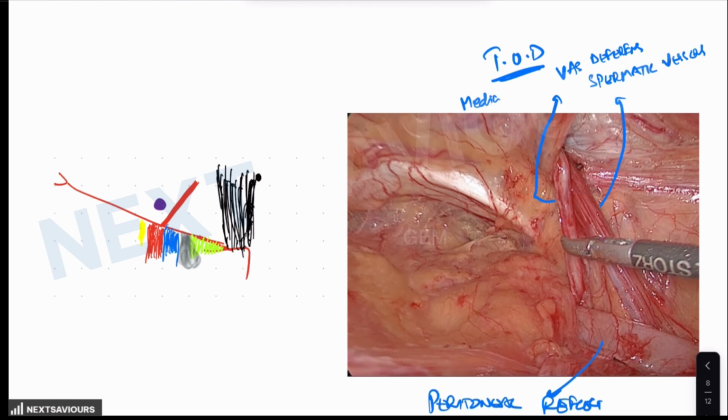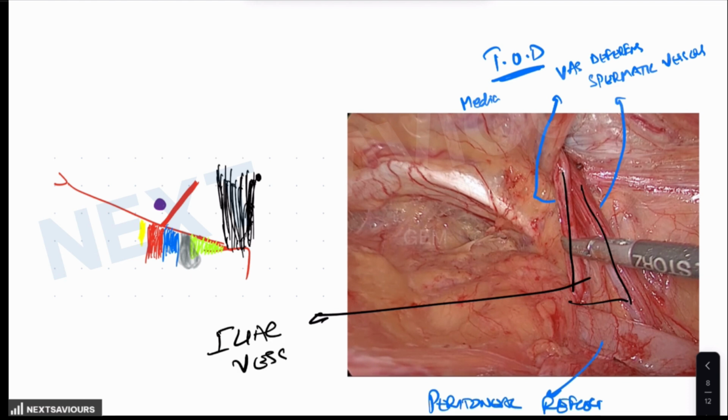So why is it called the triangle of doom? Because it contains the major vessels, the iliac vessels. So any injury in this area, or if you accidentally injure any structure here, may lead to torrential bleeding and can lead to death.